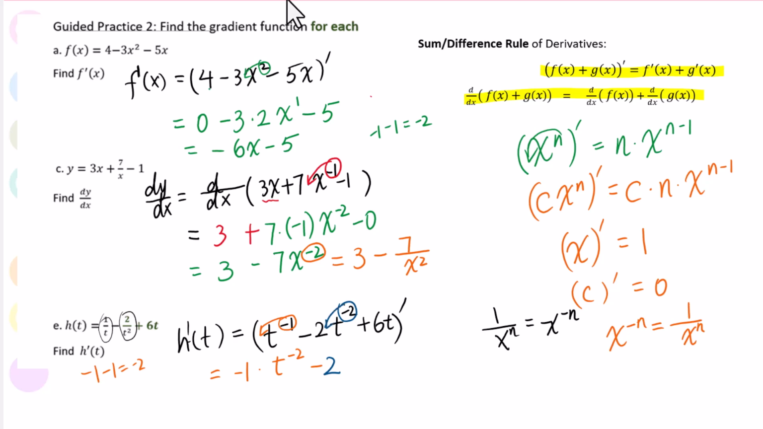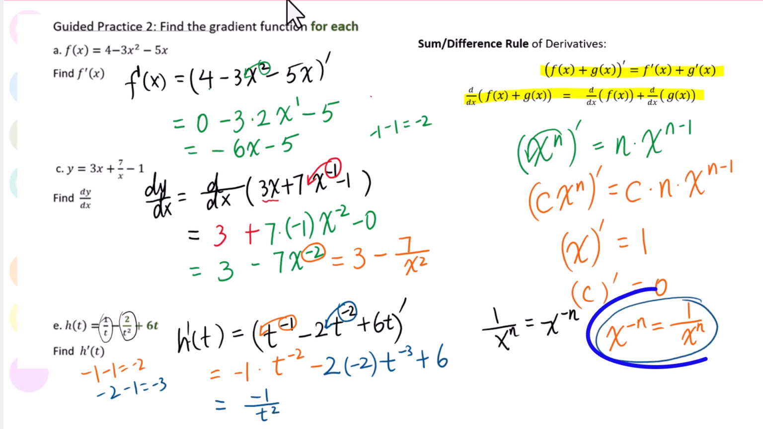negative 2, drop down, times negative 2 t to the negative 2 minus 1 is negative 3, plus 6, t prime is 1. So we got 6. Organize: negative 1 over t squared because of this rule. Then negative negative will be positive, plus 4 over t to the third power plus 6.